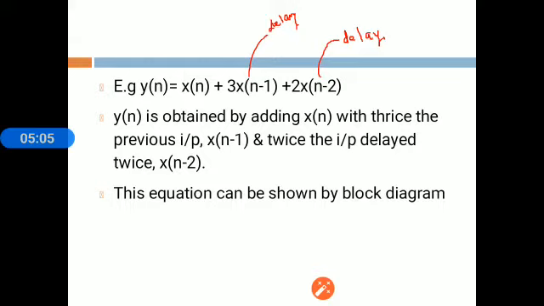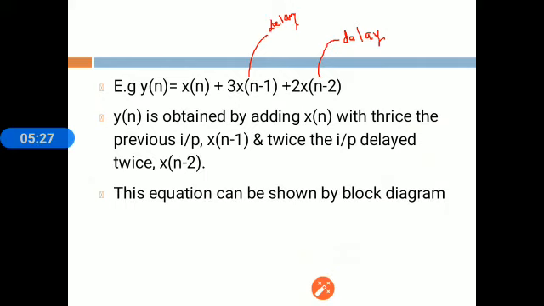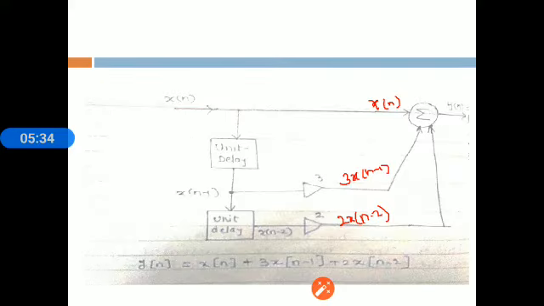Yn is obtained by adding Xn, thrice the previous input Xn minus 1, and twice the input delayed, Xn minus 2. So n minus 1 indicates the delay. The same equation can be shown by a block diagram. This is the block diagram of the given equation, Yn is equal to Xn plus 3Xn minus 1 plus 2Xn minus 2. This is the equation and the corresponding block diagram is this.